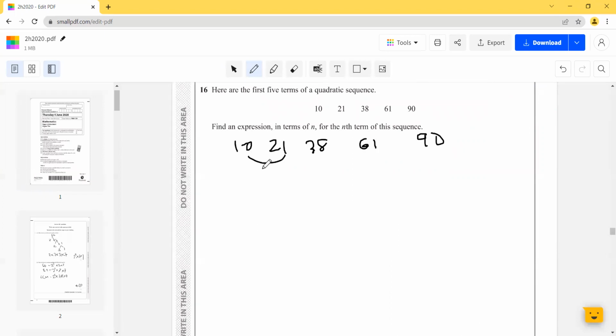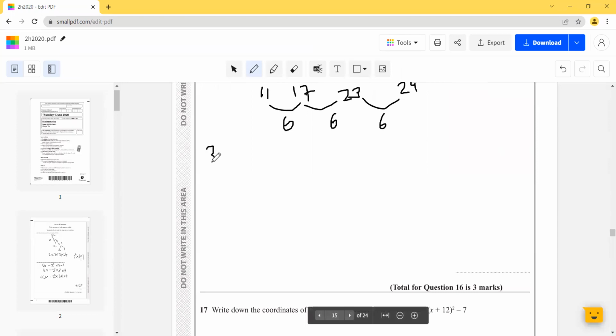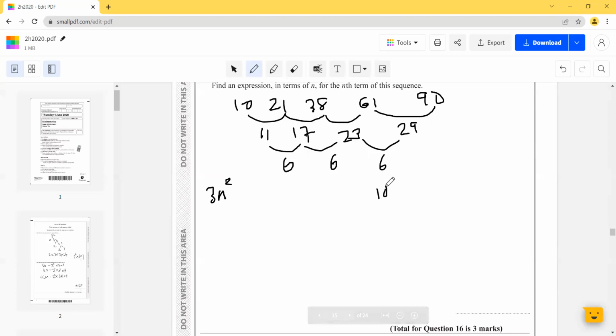So look at the first differences: 11 between the first 2 terms, 17, 23, and, well, 61 to 90 is 29. Second difference, well, 6, 6, 6. Okay, so we have 3n squared instead of just n squared. So 10, 21, 38, 61, and 90.